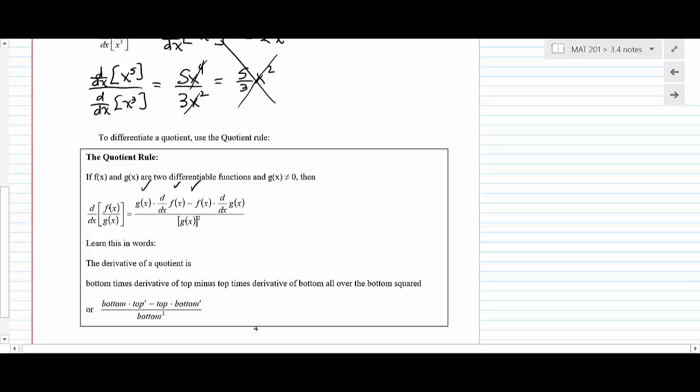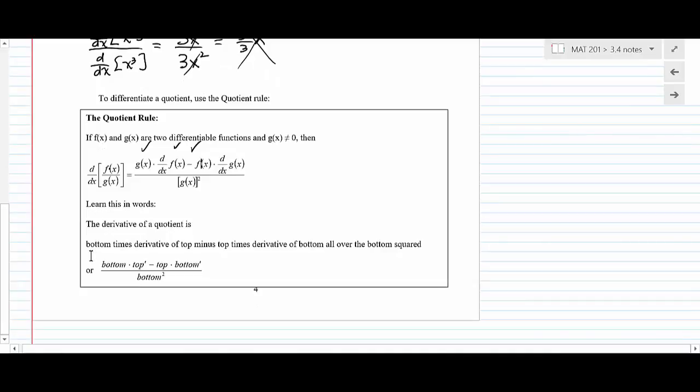Okay, don't learn it that way. Learn it in words. That's how I learn all this stuff, in words. This is the way I do it. It's just the bottom times derivative of top minus top times derivative of bottom, over bottom squared. Okay, that's one way, and believe me, you'll get it because you'll do it so much. So that's one way to remember it.